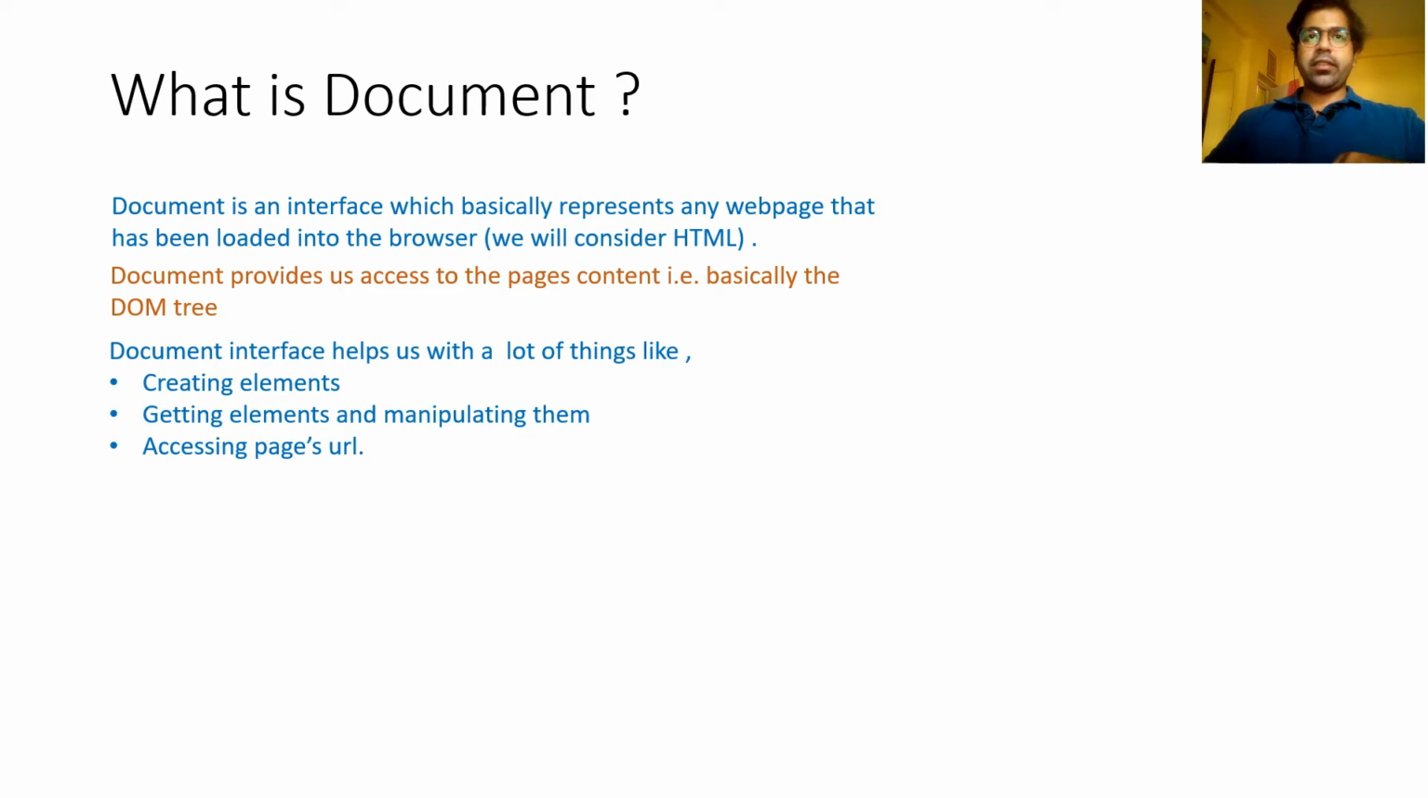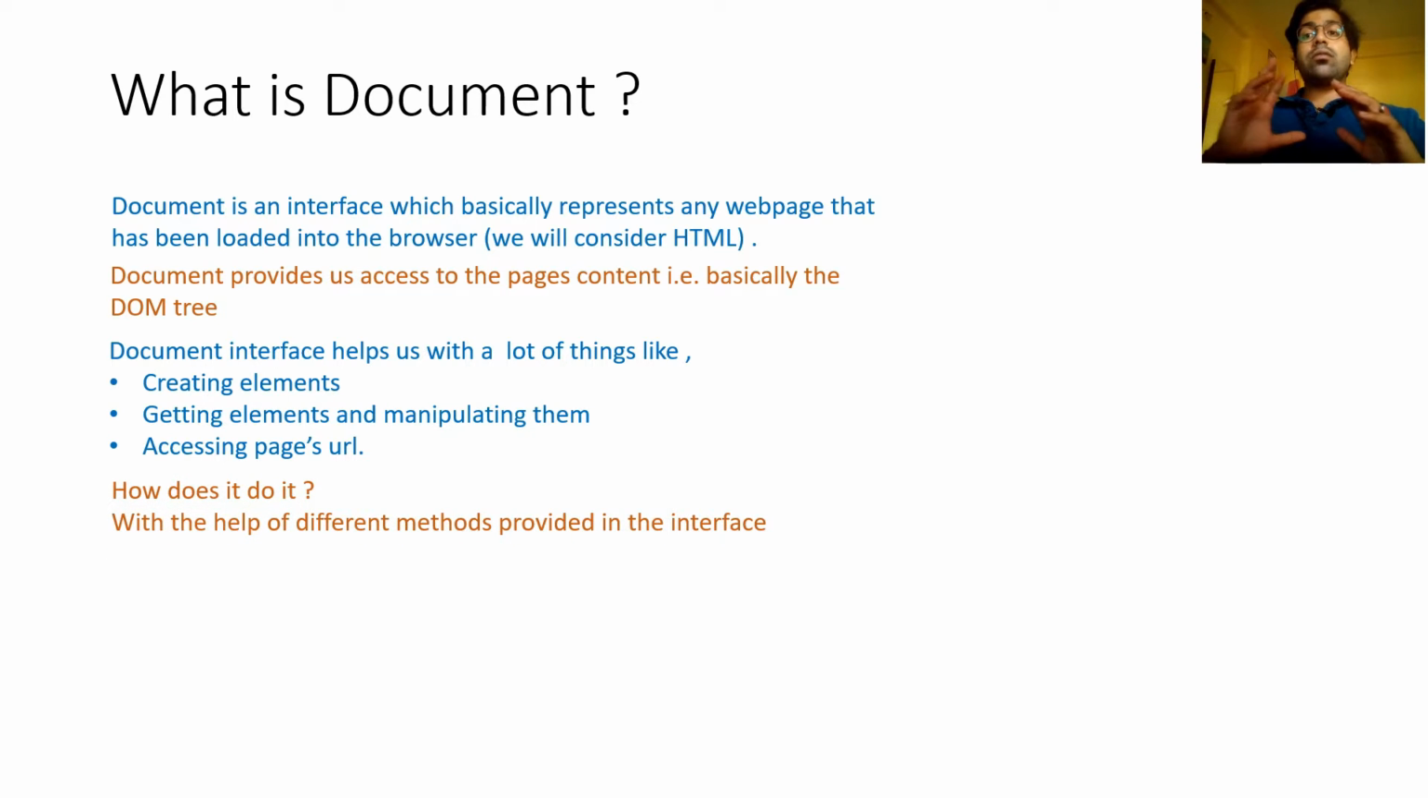The document interface helps us in a lot of ways. It helps us in creating elements. It helps us in getting the elements and manipulating them. It helps us to get the URL of that web page. Right? It helps us in many ways. So how does it do it? It has got a lot of methods which help us to do it, that's what we call the DOM APIs.